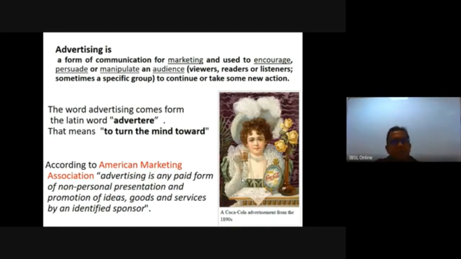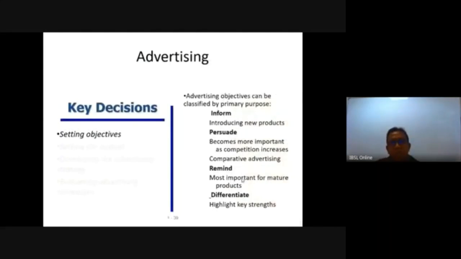The word advertising comes from the Latin word advertere, which means to turn the mind toward the product. So advertising objectives can be classified by primary purpose. Advertising is used to inform. At the introductory level, you give information. Persuade becomes more important as competition increases, because in the growth stage of the product life cycle, you have to persuade customers to buy.